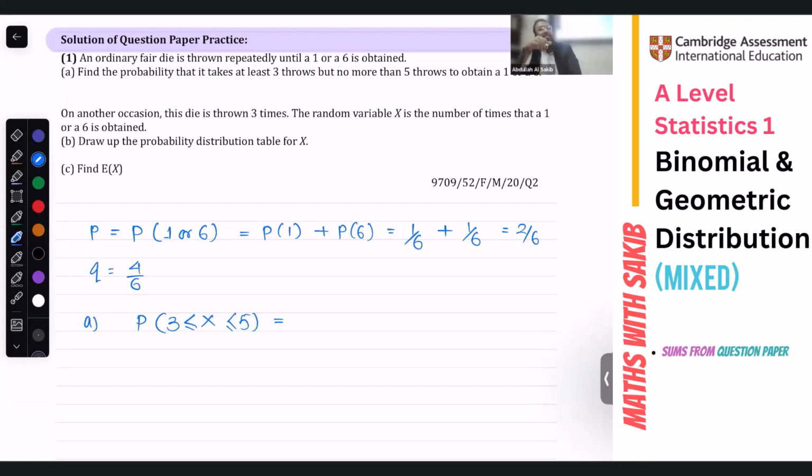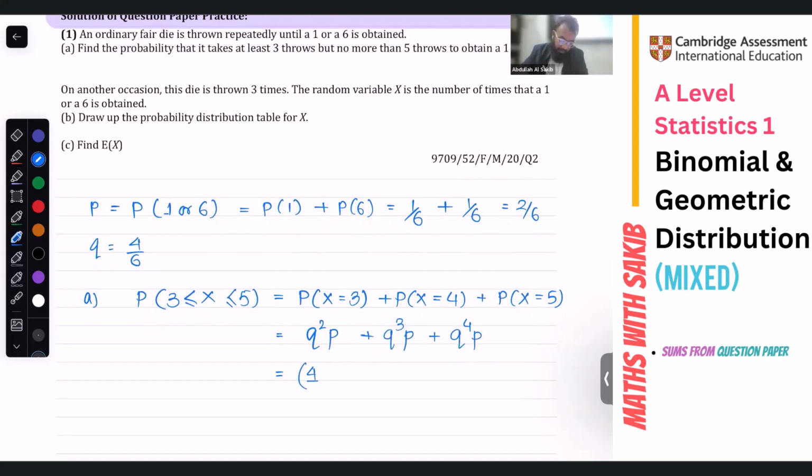How did I understand? It says a die is thrown repeatedly until a 1 or 6 is obtained. So that means it's geometric distribution, until a success is obtained. Clear? So either X will be equal to 3, or 4, or 5. X equal to 3 means for the first 2 trials there was no success, and then it was a success. X equal to 4, q cubed times p. X equal to 5, q to the power 4 times p.